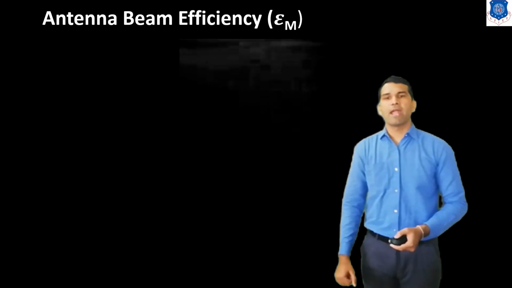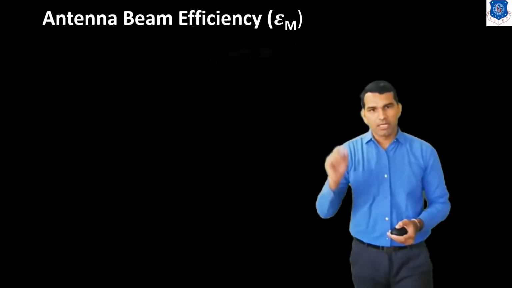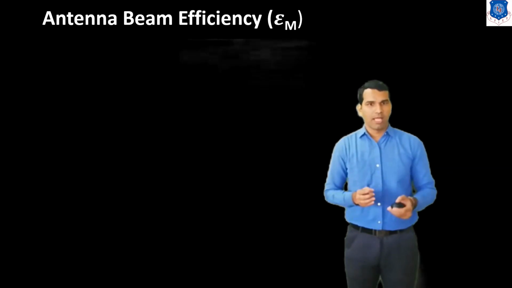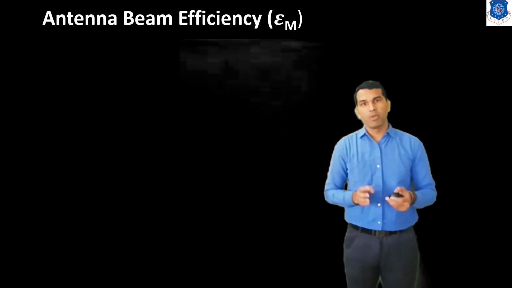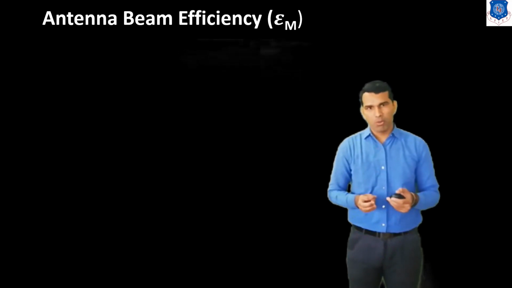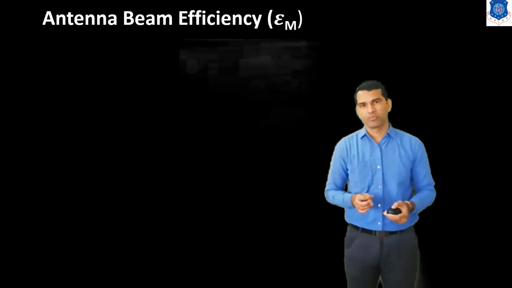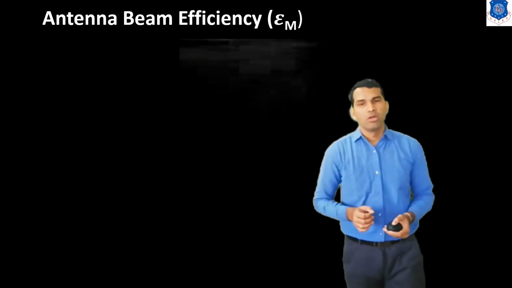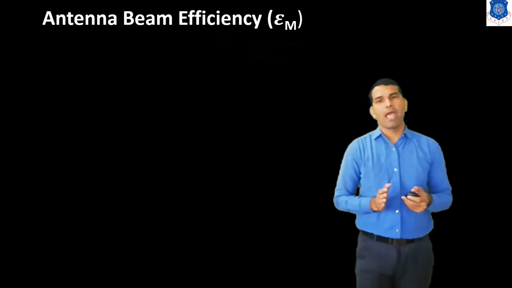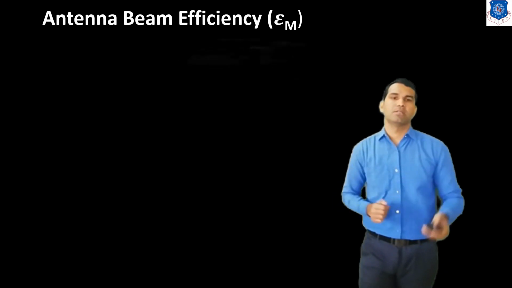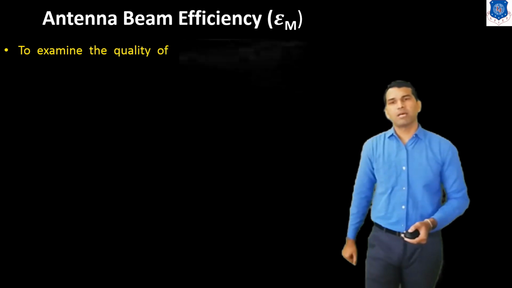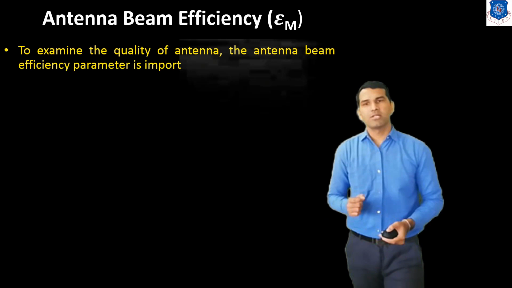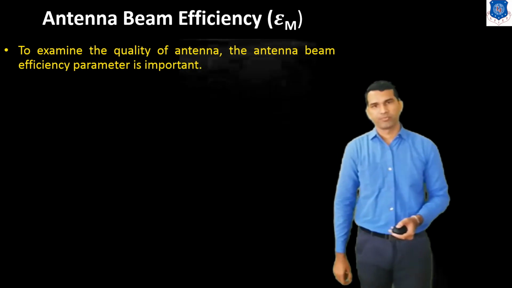Now we discuss the antenna beam efficiency. In the last lecture we discussed what the antenna beam is. Then we discussed the beam width of antenna, half power beam width HPBW, and first null beam width FNBW. Here we discuss the antenna beam efficiency. To examine the quality of an antenna, the antenna beam efficiency parameter is important.